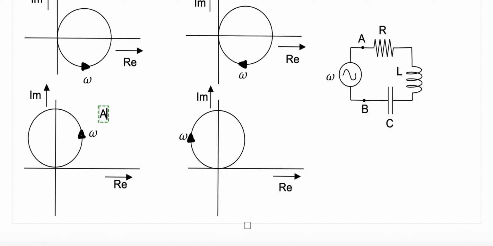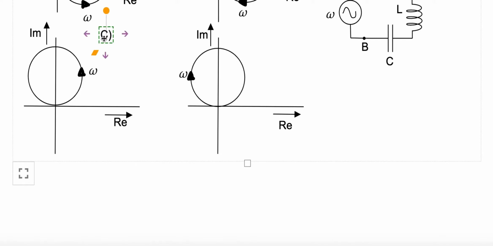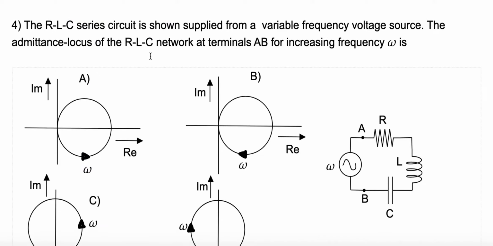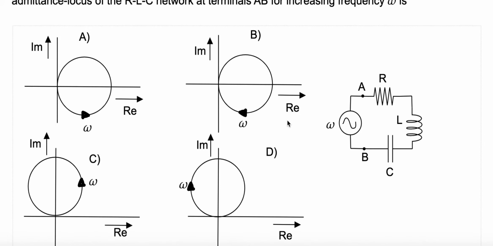Yes, this is A. Next one is B. So this is B. Next one is C. So this is C. Next one is D. So out of these four, one is the answer: A, B, C, D. Alright, how to find?